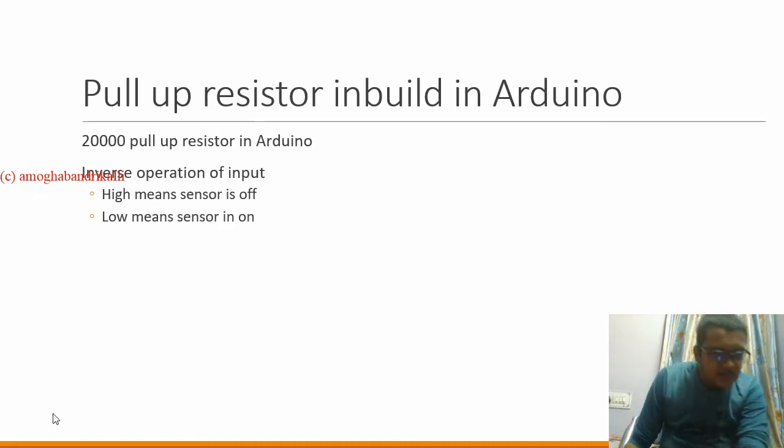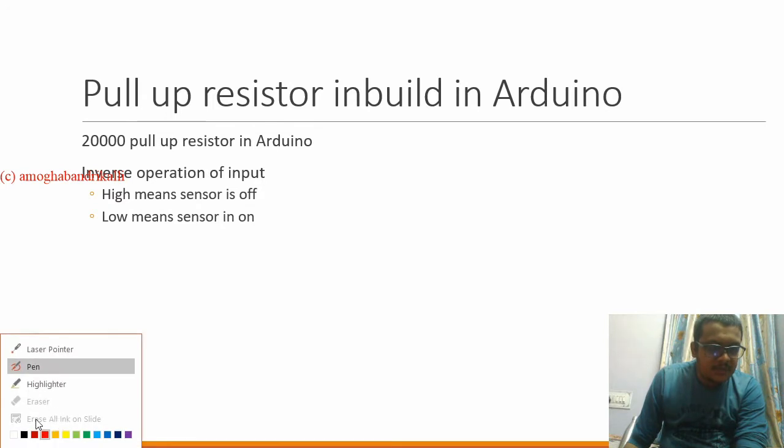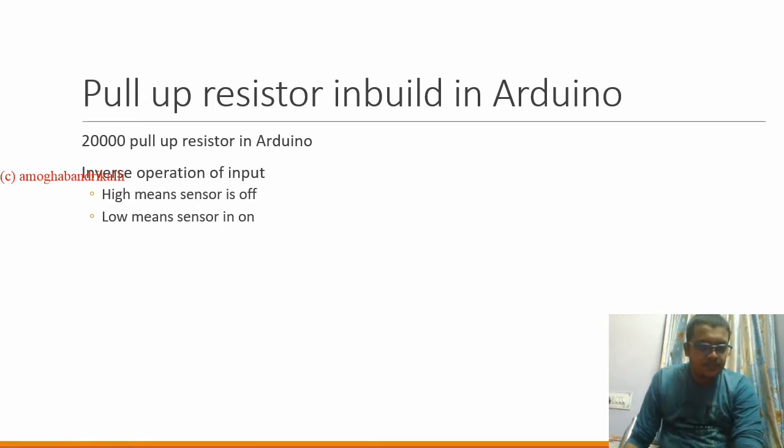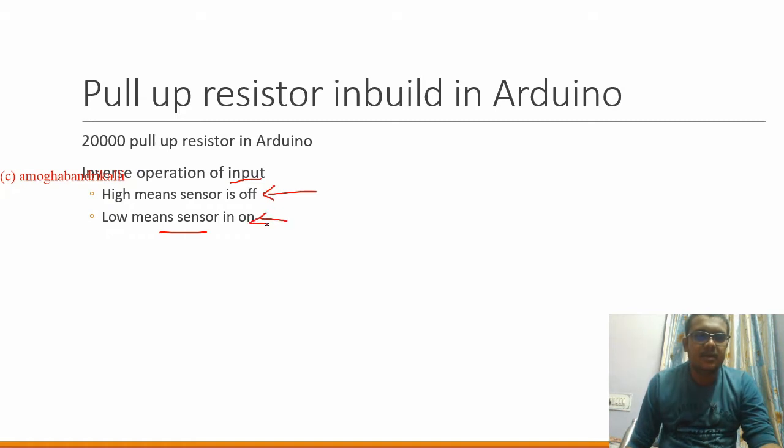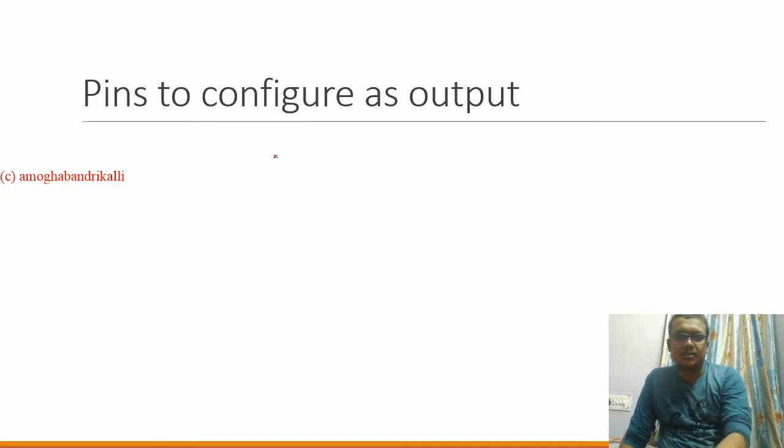So we were talking about these internal pull-up resistors. It is exactly an inverse operation of an input. If it is high, the sensor is off. If it is giving a low, the sensor is on. So it is exactly an inverse operation of an input.